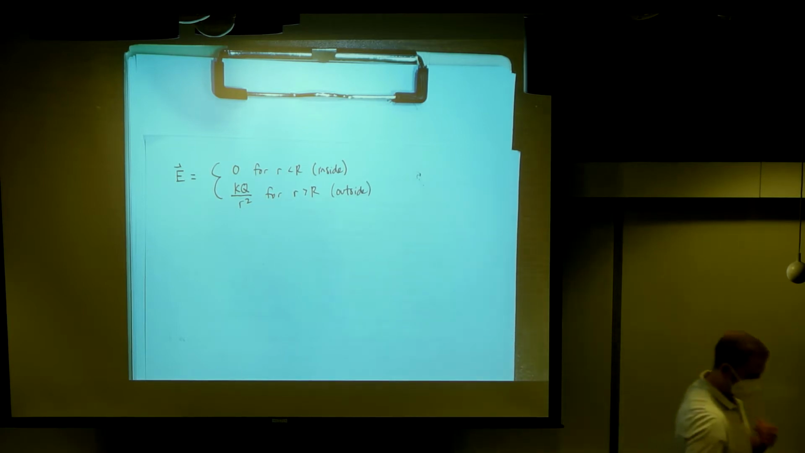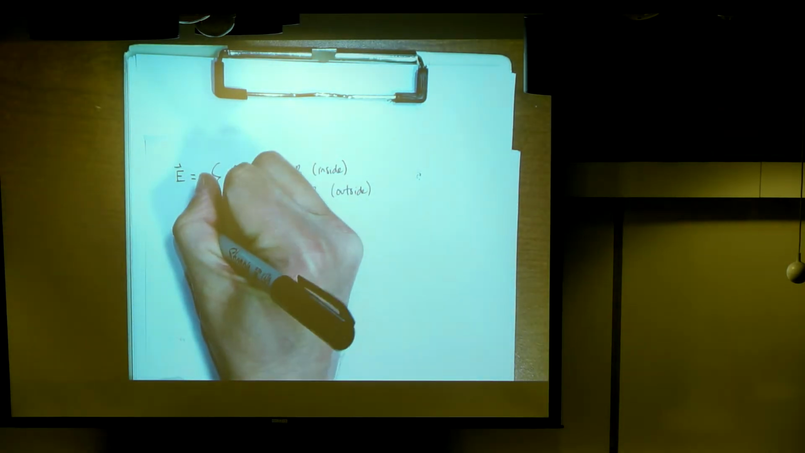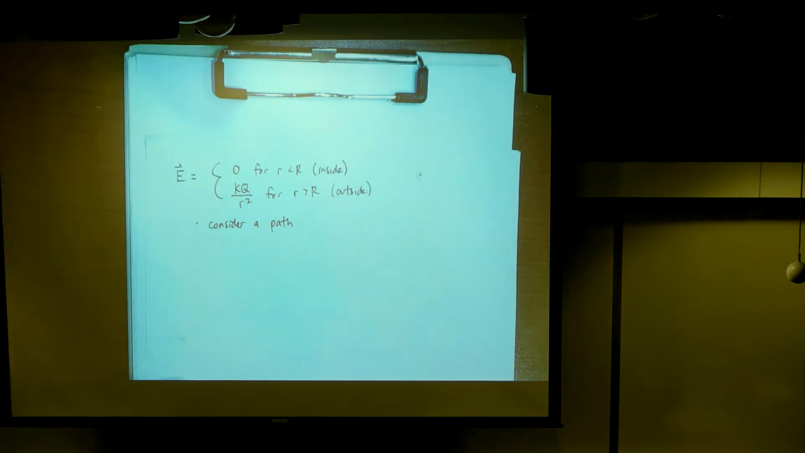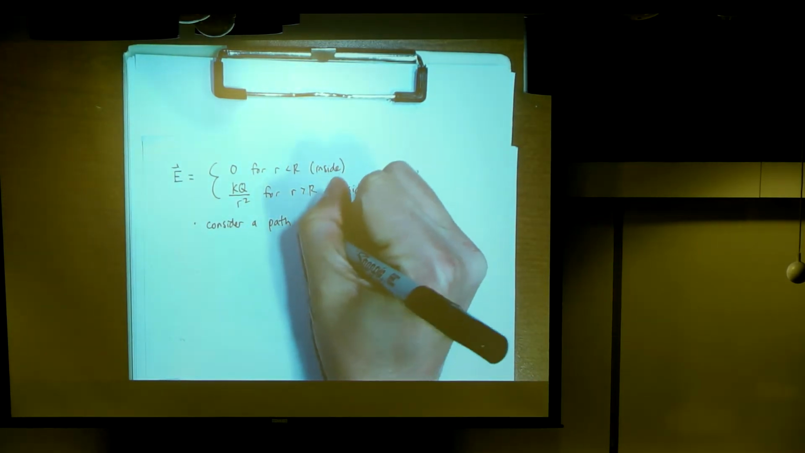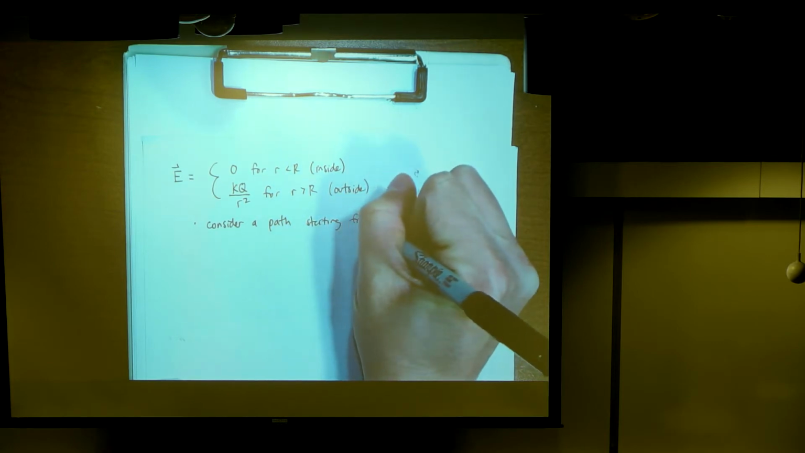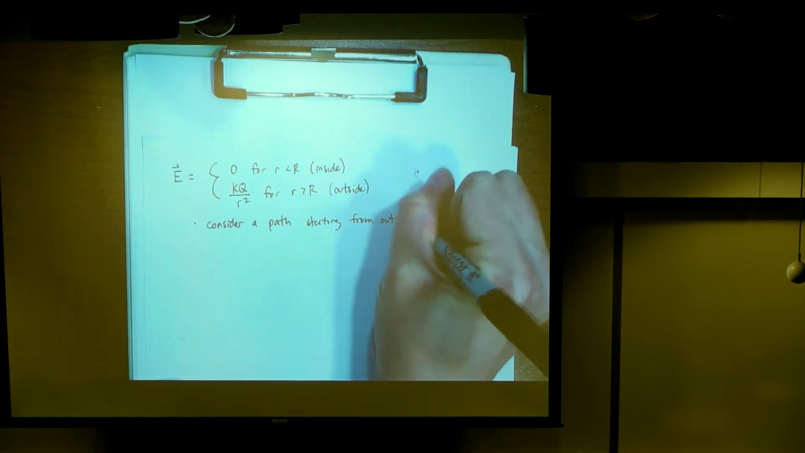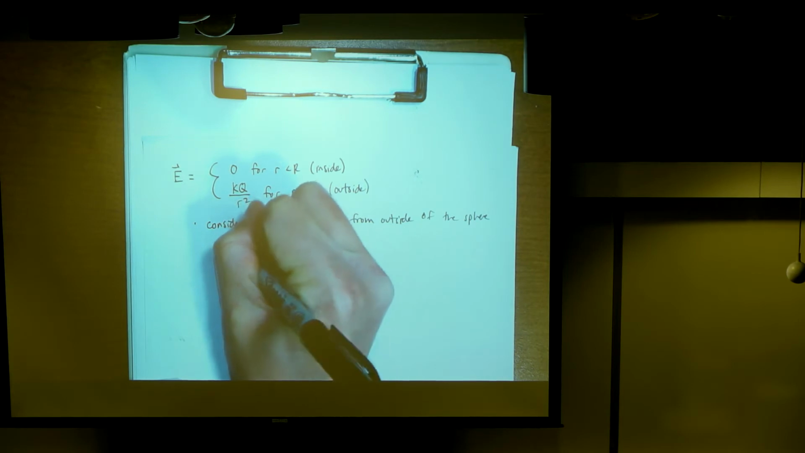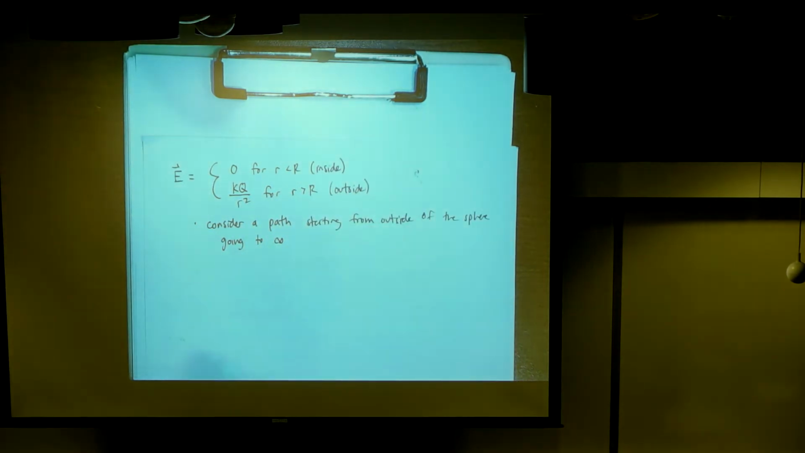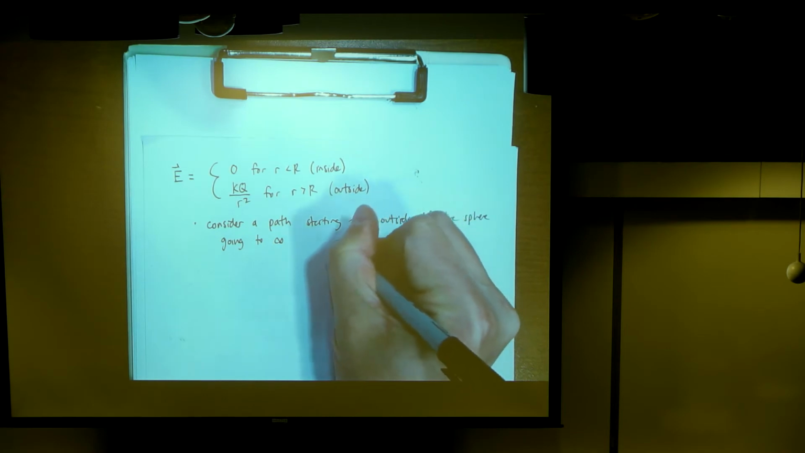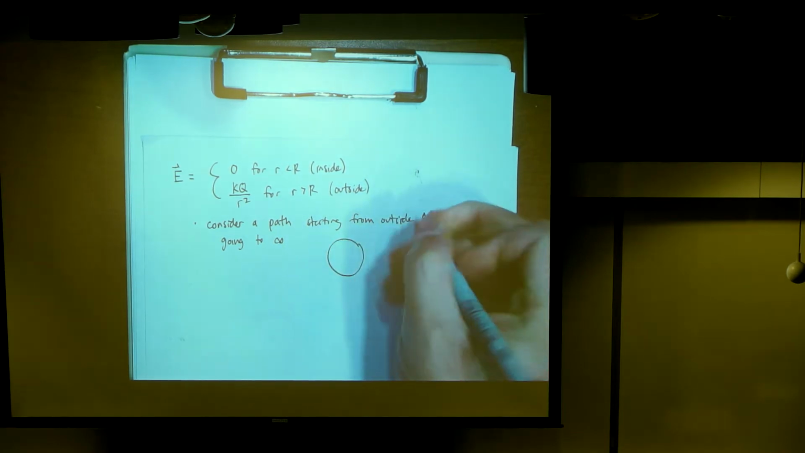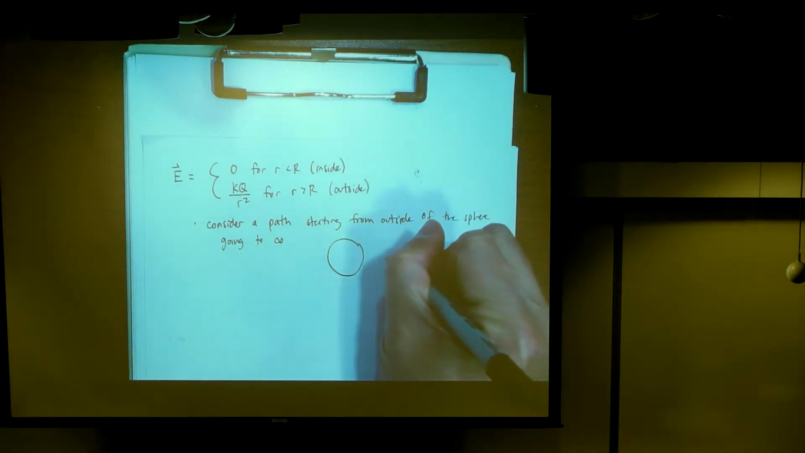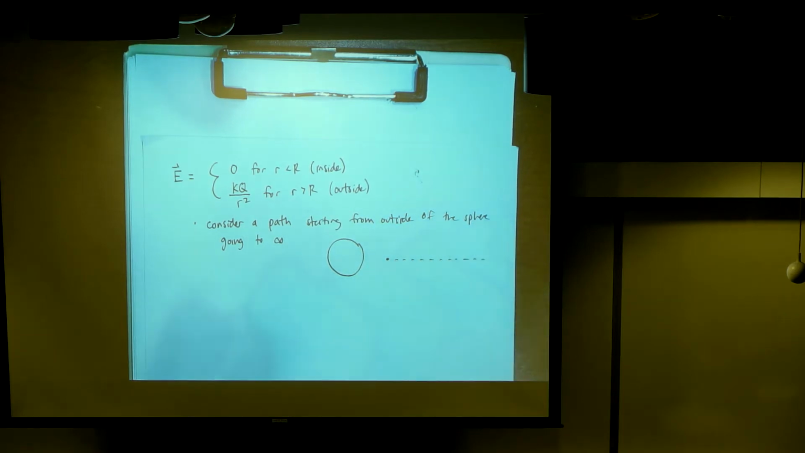So here's what we're going to do next. I want you to consider a path that we can integrate over. Starting from outside of the sphere, and then going all the way to infinity. Okay, so let me just draw what that path looks like. Here is the conducting sphere, okay? We're going to start at some point outside of the sphere. And then we're going to take a path that goes outwards all the way to infinity.